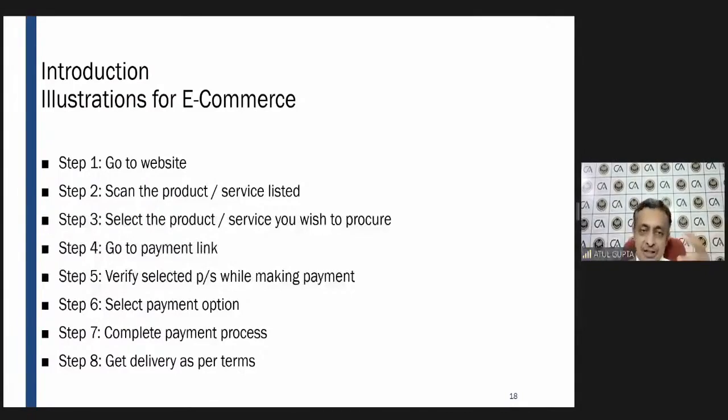Now, in the illustration, if my payment mode is cash on delivery, which step is going to change in serial number? Which step do I need to change? Which step at what serial number will be changed if my payment mode is cash on delivery?